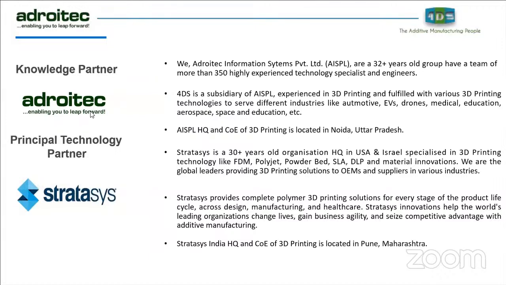And we at Adroitec are a company of a 32-year-old group. We have 350 highly experienced engineers. We are providing all the technologies from basic FDM to metal printers, PolyJet, DLP printers. And Stratasys is one of the leading pioneers of 3D printers, with 30 plus years in developing 3D printers. They are the company which developed FDM and PolyJet. After that, the patent expired, and many small players have come into the industry.